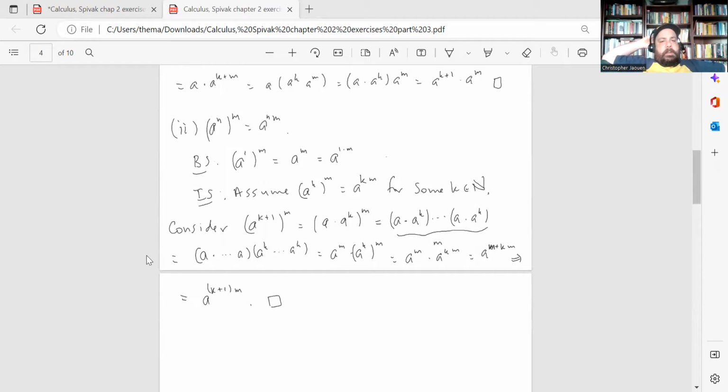proposition. So a to the n to the mth power is a to the n times m. So base step is when n is 1, that's a to the first power raised to the mth power, which is the same thing as a to the m, because a to the 1 is defined to be a. So a to the m equals a to the 1 times m. So that follows from that.